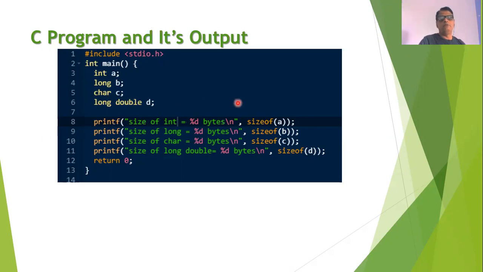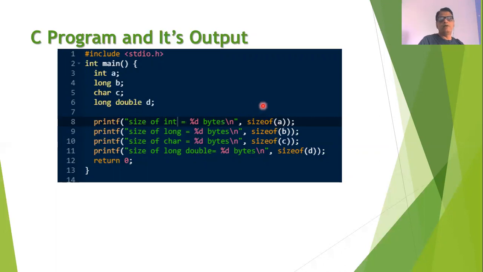Now, in this program, what I am doing is determining the size of each data type: integer, long, character, and double. To determine the size of each data type, I am making use of one operator here, and this operator is called the sizeof operator. This is a unary operator, and whatever you write in its argument, the space required for this argument, or the memory size, will be returned by the sizeof operator.